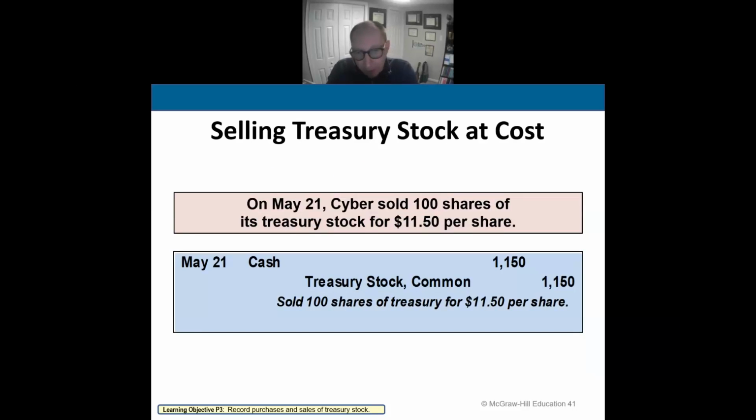And sometimes later on, the company might decide, hey, you know what? We need more cash. So what I'm going to do is sell the treasury stock that we had repurchased earlier from our shareholders. I'm going to sell that again. And so, yeah, that's common. So they'll debit cash, credit treasury stock.